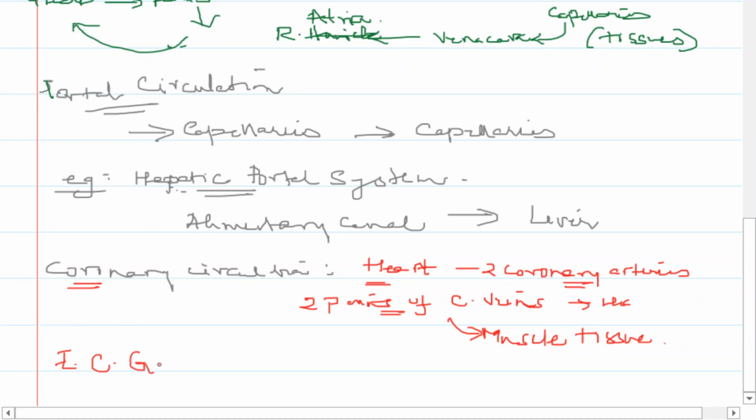ECG. What does it stand for? Electrocardiograph. And the graphic representation, let me take a different color. Graphic representation is called electrocardiogram.